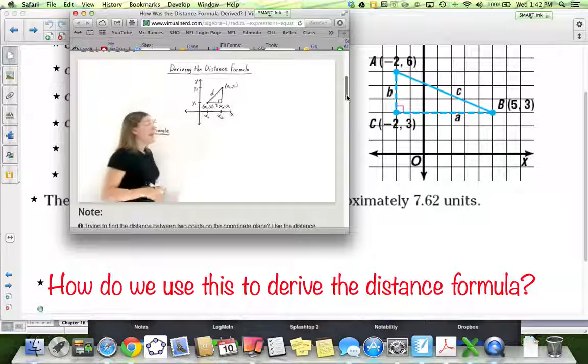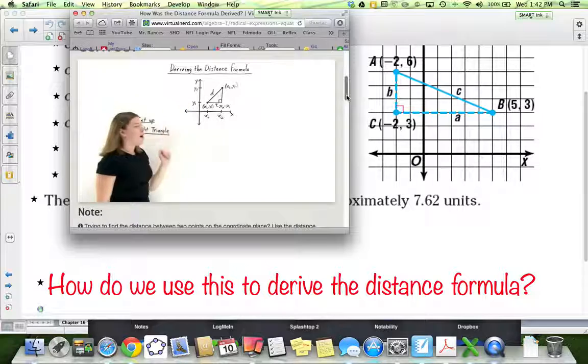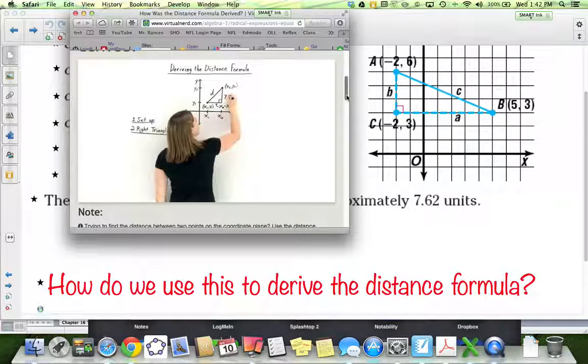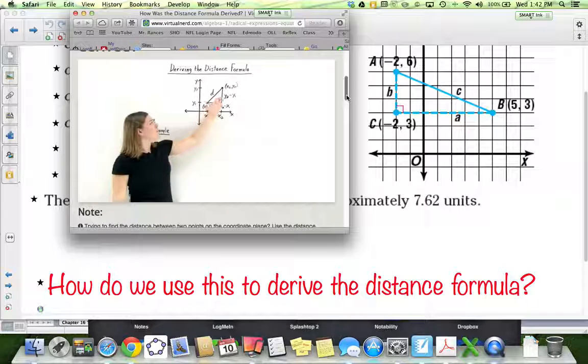So we can take x sub 2 minus x sub 1, and that will be the length of this side. That means to find the length of this side, we need to find the difference between our y-coordinates. So we take y sub 2 minus y sub 1. And now we have a length for each one of the sides. But how can we find a formula for d?